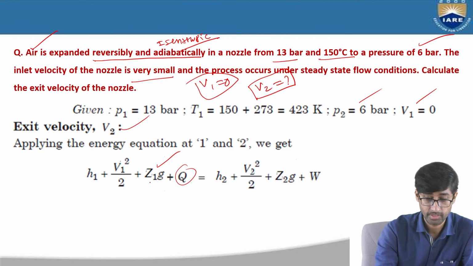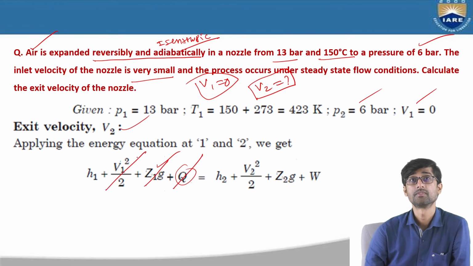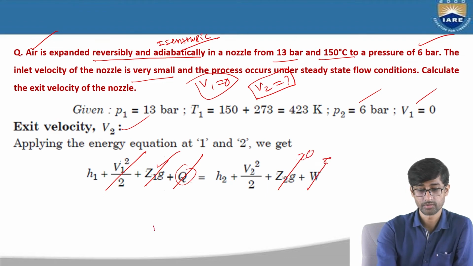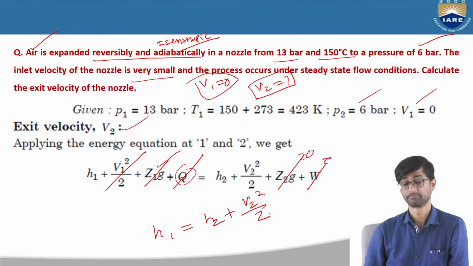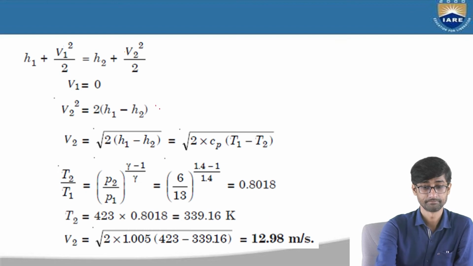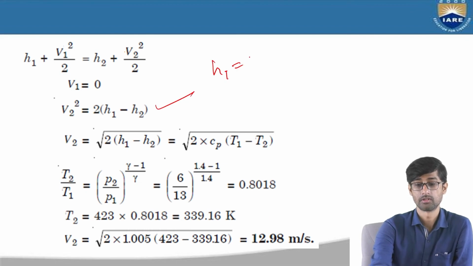Now we are neglecting the potential energy and heat transfer, and the initial velocity of steam is already given as 0. So kinetic energy will be neglected at inlet, at cross section 1. Potential energy at outlet is 0 and heat transfer is 0. So this equation becomes H1 is equal to H2 plus V2 square by 2. This is the equation. Right? H1 is equal to H2 plus V2 square by 2.